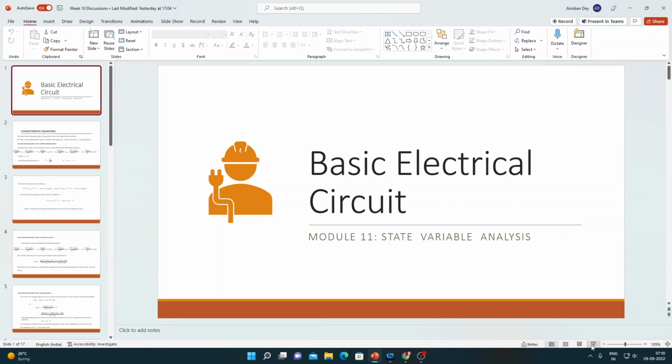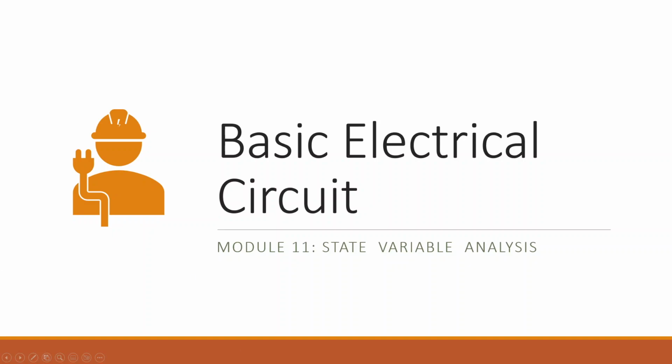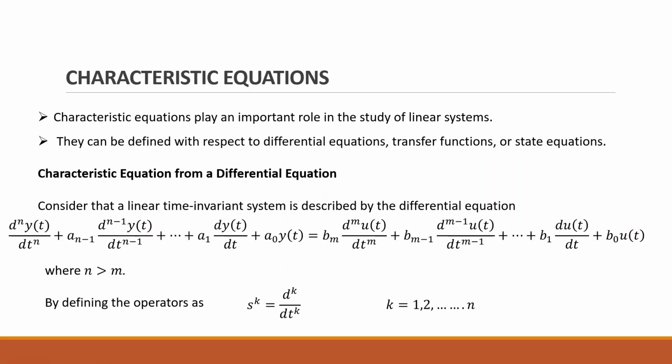So, what do we mean by state variables? State variables are those variables, the information of which at time t less than or equal to 0 will give any information about the system at any time t greater than 0.